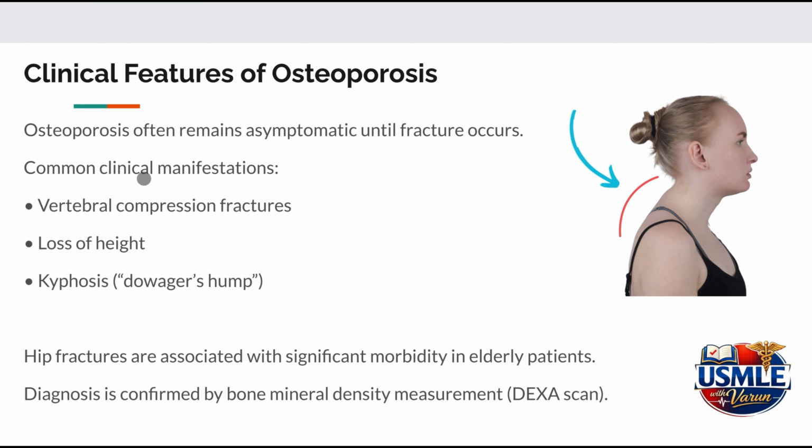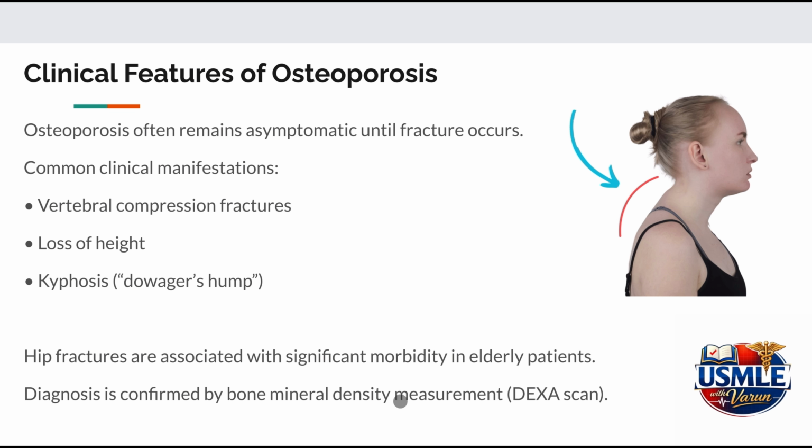Osteoporosis is often called a silent disease because it may not produce symptoms until a fracture occurs. The most common fractures are vertebral compression fractures. These fractures may cause back pain, loss of height, and the development of kyphosis, sometimes called the dowager's hump. The dowager's hump is the characteristic feature that is seen in kyphosis. Hip fractures are particularly serious in elderly patients because they are associated with significant morbidity and mortality.